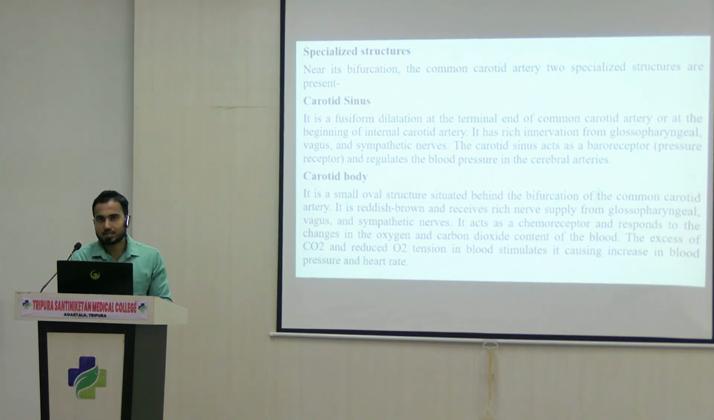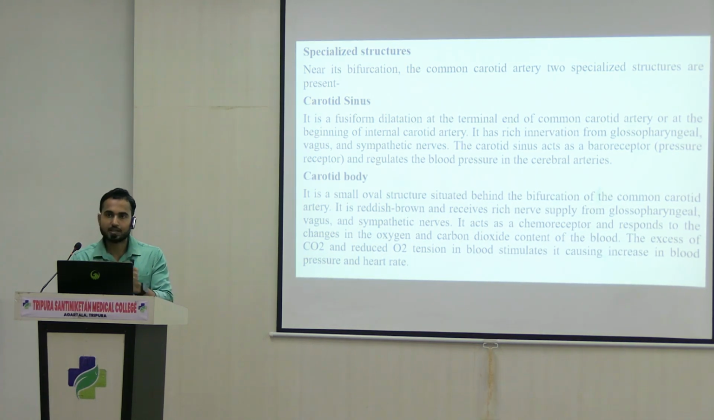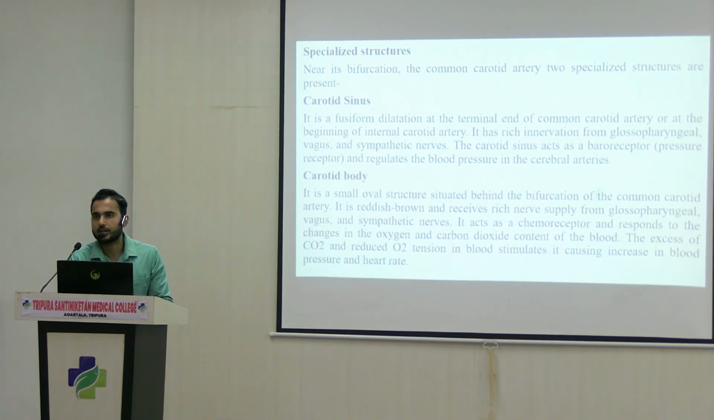Now, what is the carotid sinus? It is a fusiform dilatation at the terminal end of the common carotid artery. Where the common carotid artery terminates, in that particular part there is a fusiform dilatation, and that is called the carotid sinus. Now, what is the speciality of the dilatation? It has a rich supply of glossopharyngeal nerve, vagus nerve, and sympathetic nerve. This particular area acts as a baroreceptor.